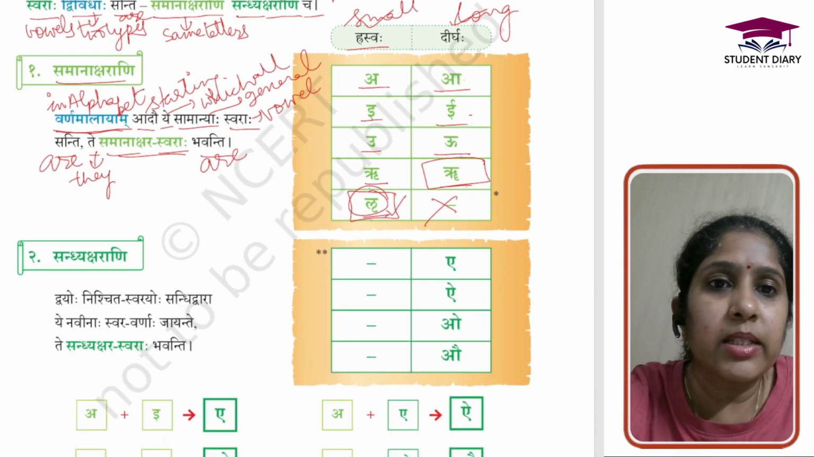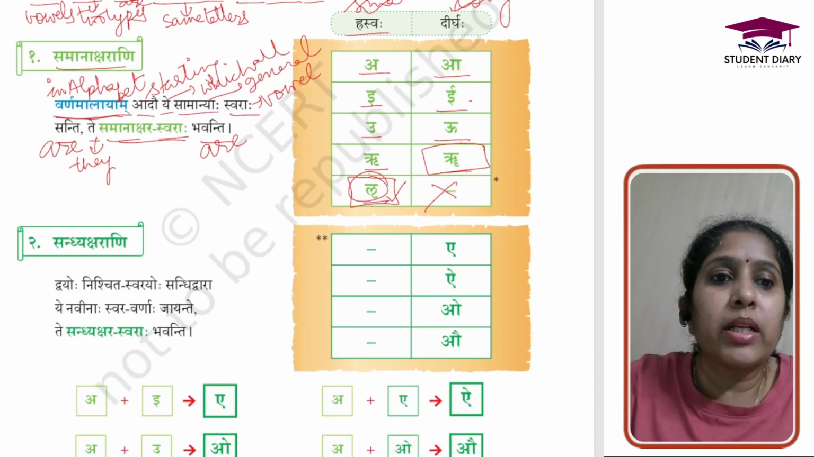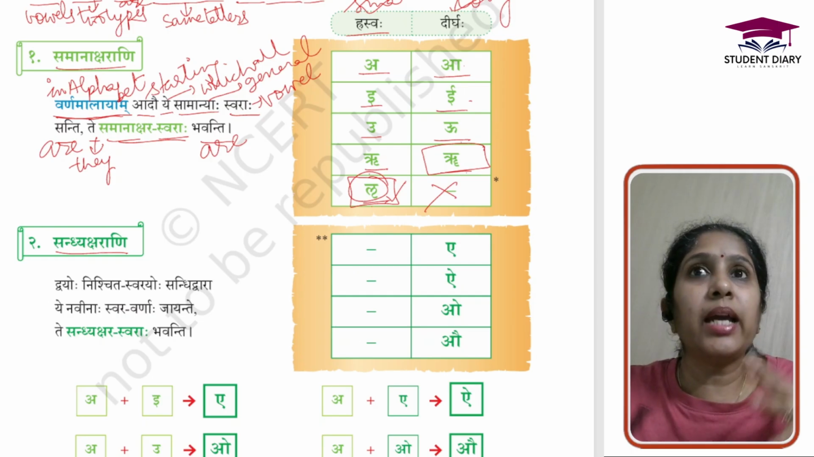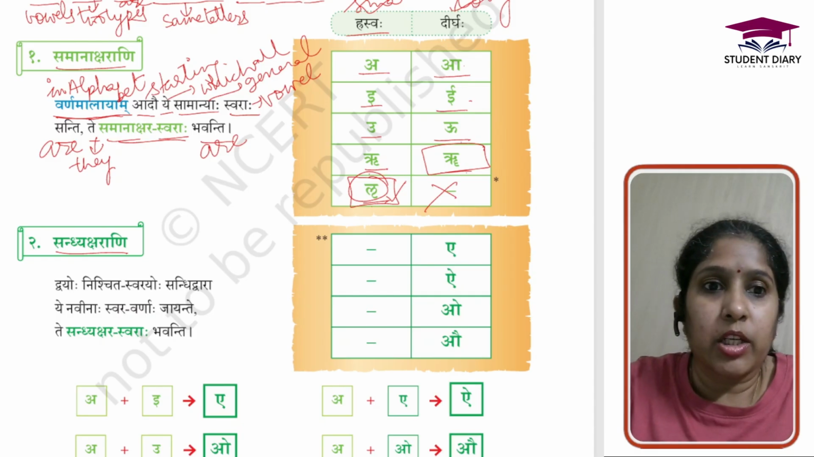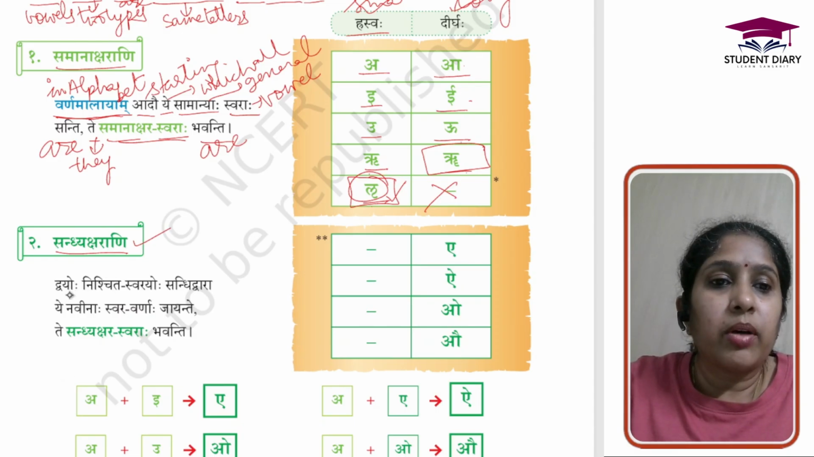Okay. Let's go for the next one. Now let's talk about what is Sandhya Aksharani. Sandhya Aksharani is when you are joining two saman akshar vowels and making new vowels, they are called Sandhya Aksharani. Okay, Sandhya Akshara. So what do they say about it?